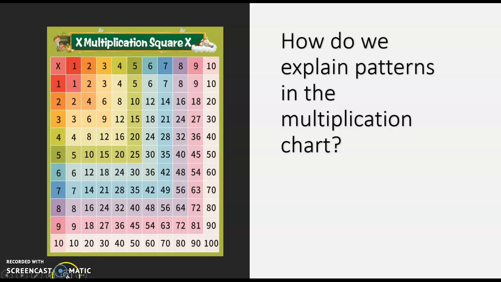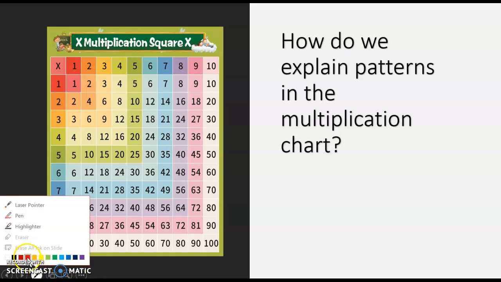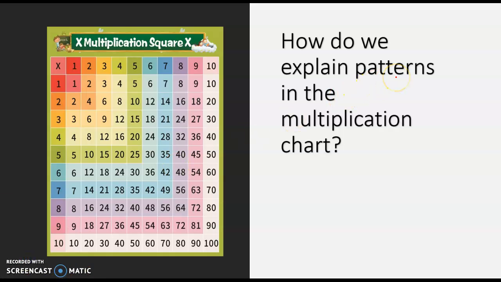Your lesson essential question is, how do we explain patterns in the multiplication chart? So we're going to be looking for patterns on the multiplication chart. And if you look over here to the left, this is the multiplication chart. And you know it works just like an addition chart.